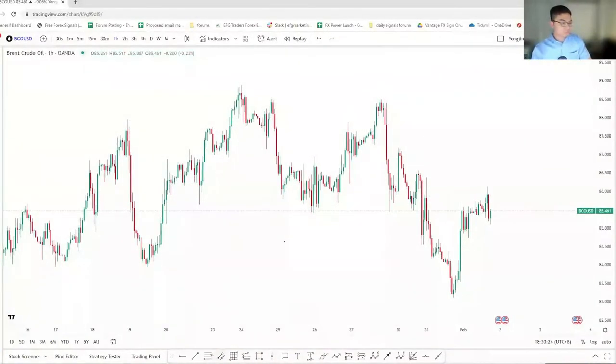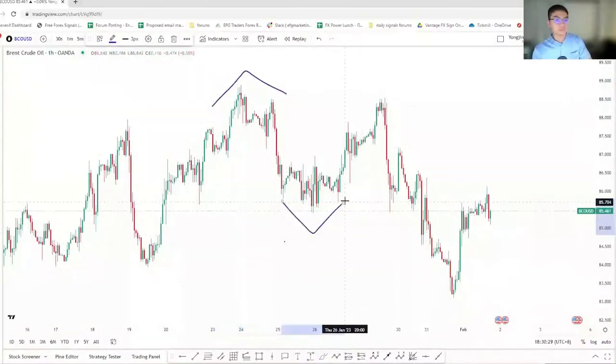Okay, if you notice right here, I'll be drawing a Fibonacci line from this significant swing high towards the significant swing low. Hey, hi there, Samuel Julian. Nice to see you.